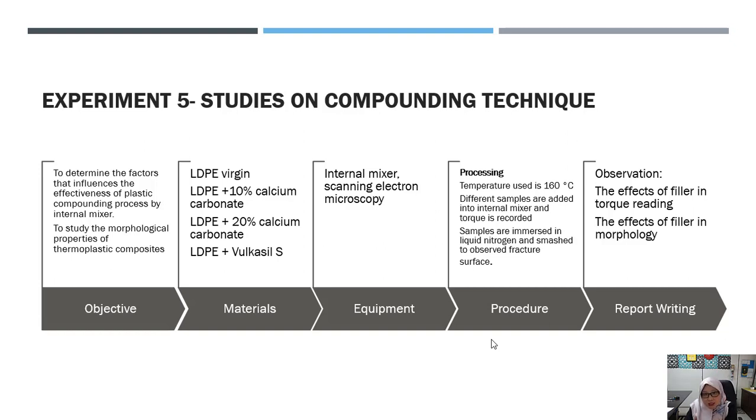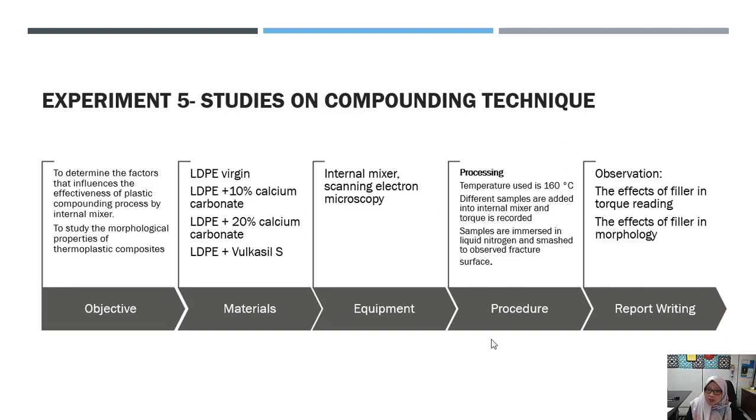There are many things you can discuss. The first is the sample without any filler. The second is the difference between compositions of your calcium carbonate. The third is what you can see if you are using different fillers. The equipment that you will use in this experiment is the internal mixer and also SEM to measure the morphology. The temperature is 160, and the different samples are added into your internal mixer where the torque is recorded. I will give the result later.